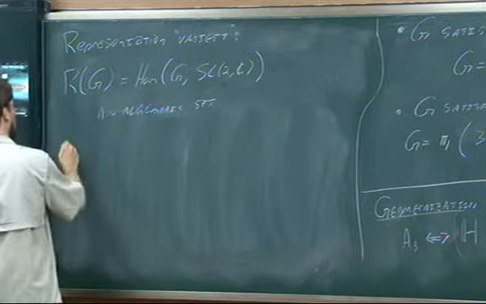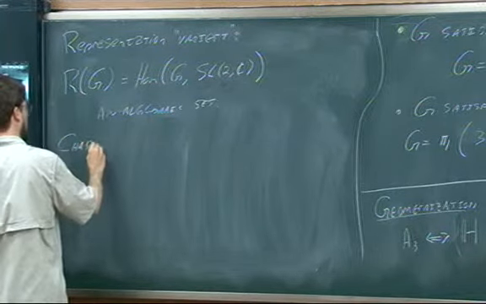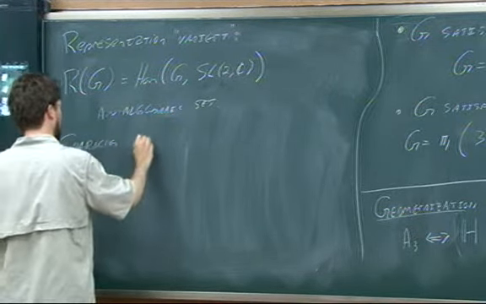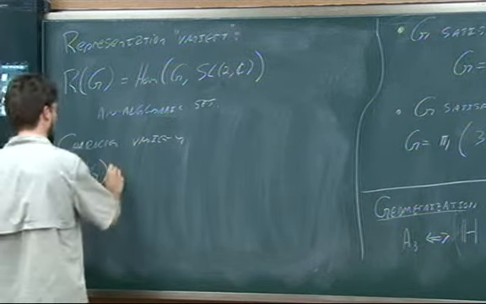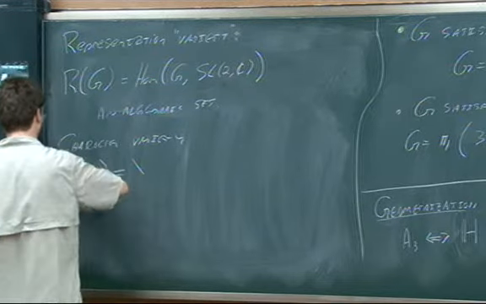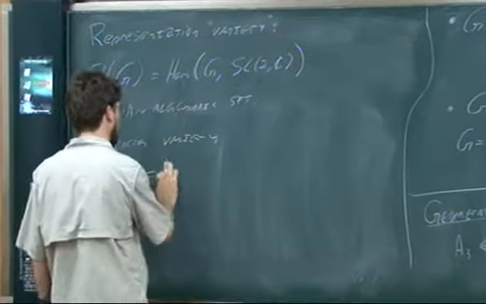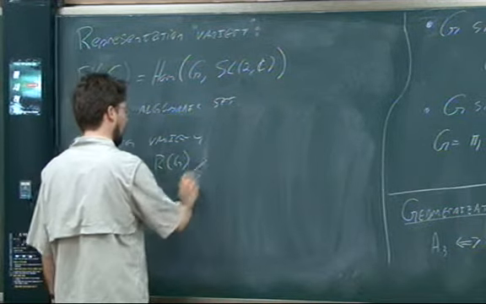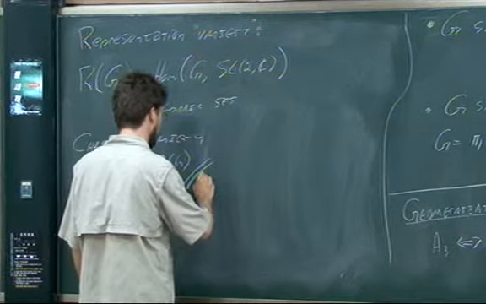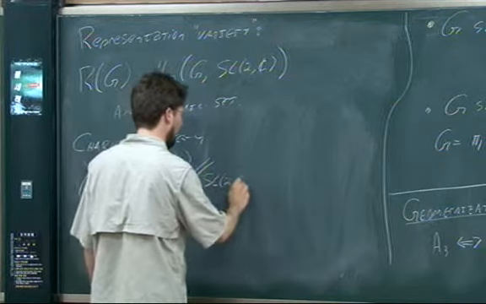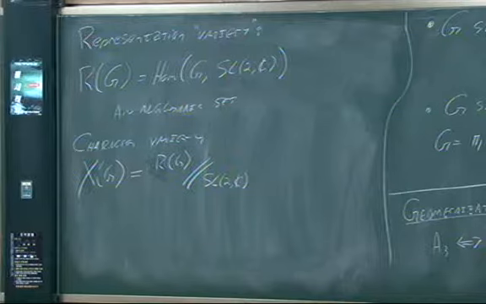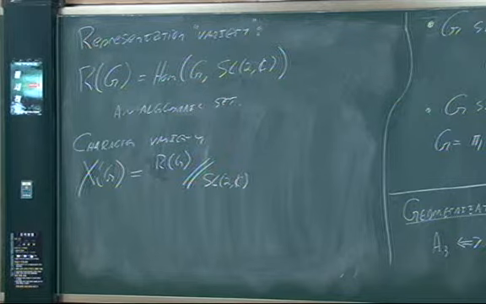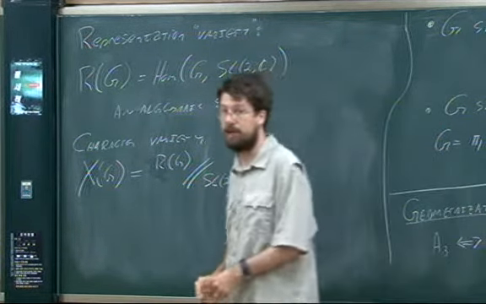So maybe more surprising is the character variety. I'm going to write X of G, and I look at R of G and take the quotient by the conjugation action of SL2C on the image. If I take a representation, and then I look at the same representation conjugated by some matrix, I don't want to regard those as different. I want to regard them as the same. So I quotient out by that action, and I get something called the character variety.